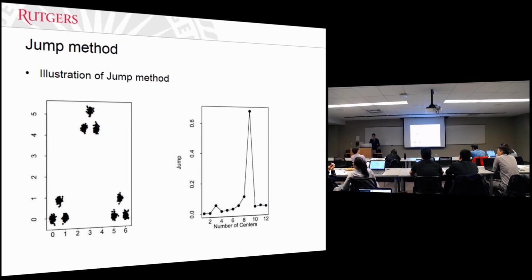So this is an illustration of the jump method. In this case, we have 9 well separated clusters, and 3 of them actually are very close to each other. So in the chart on the right, we can see that it correctly predicts we have 9 clusters. However, you can also see a little peak here. So it can reflect the underlying structure of our clusters.